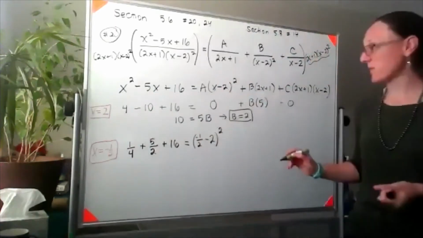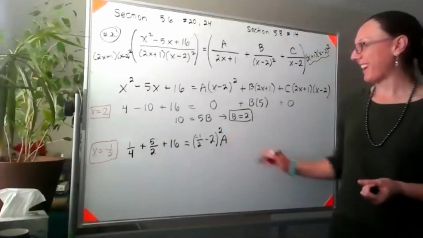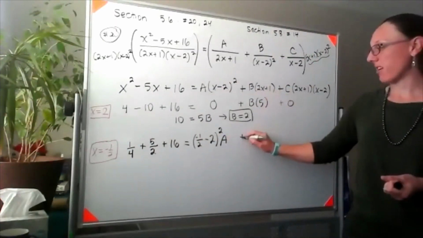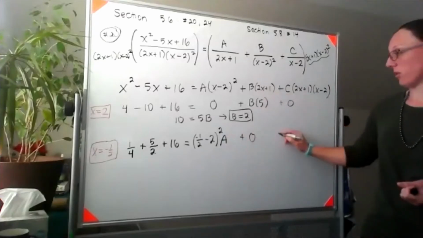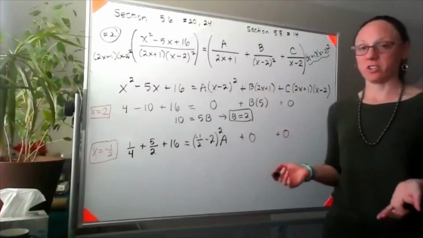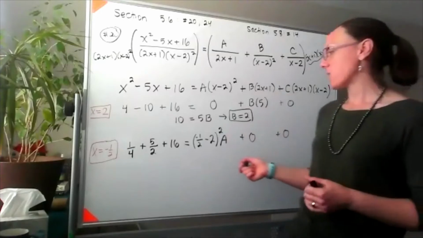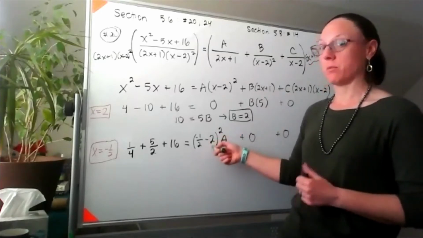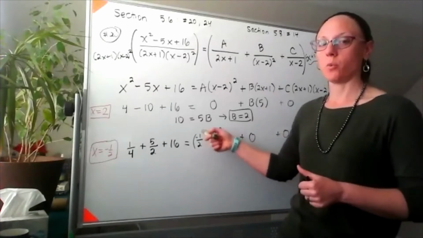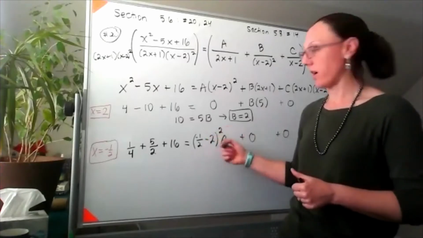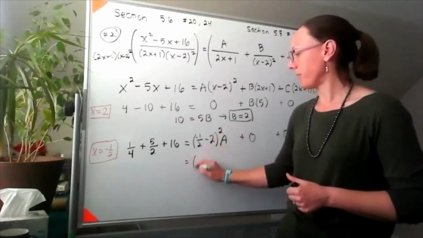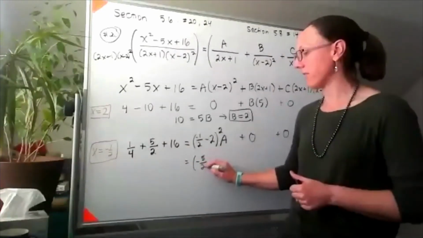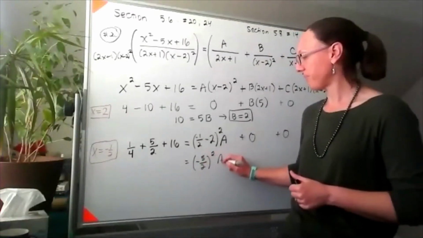That whole thing would be squared. Oops, times a. This term will go to 0, and this term will go to 0. Now I have to actually deal with the fractions. So on the right-hand side, 2 is the same as 4/2. So negative 1/2 minus 4/2 would be negative 5/2 squared.